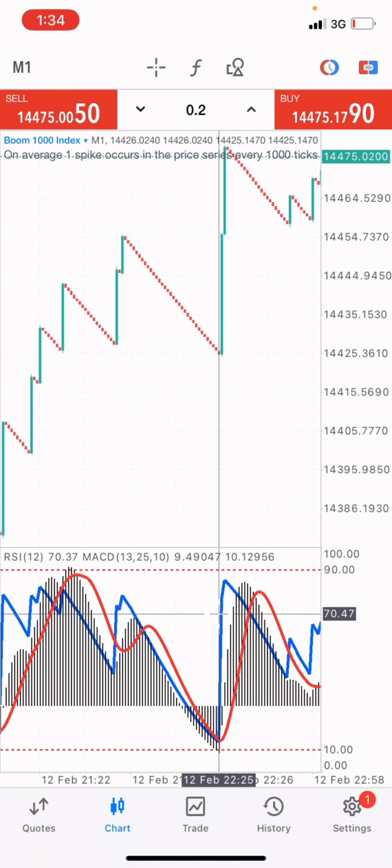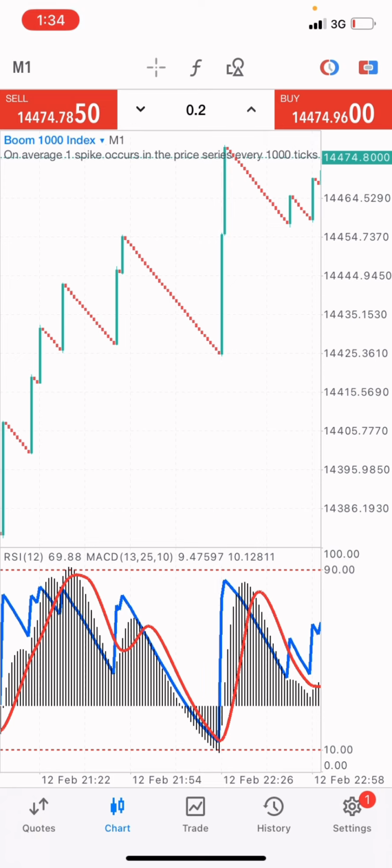So what we're going to do is take 5 candle ticks at the top, right at the overbought zone on the Boom 1000 index of the MACD. So the MACD needs to touch that level of 90 after the spike, because the spike will come before the MACD touches that level. Let me show you guys.